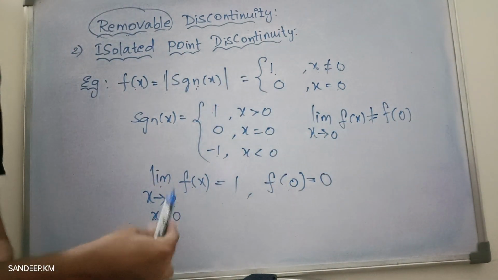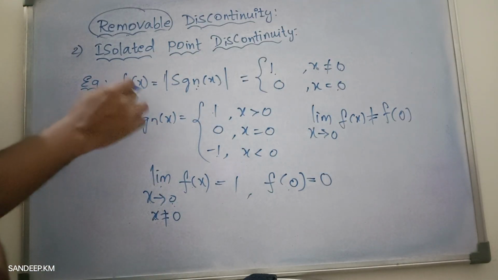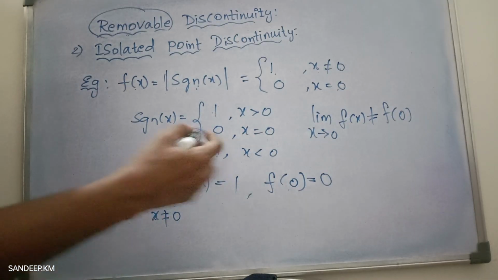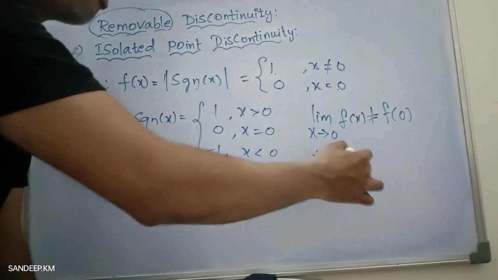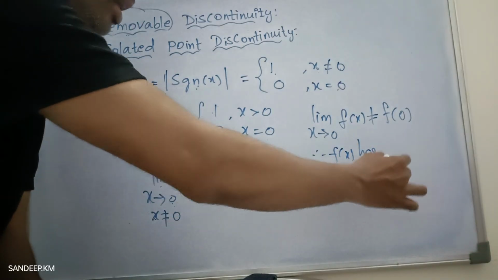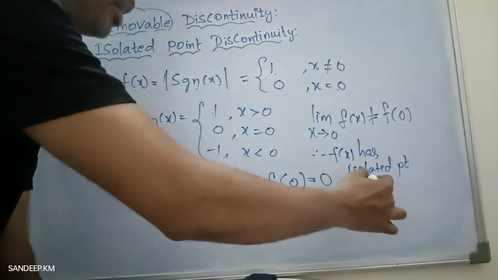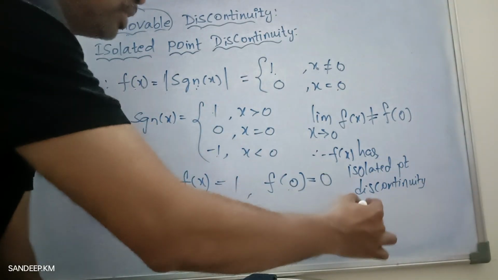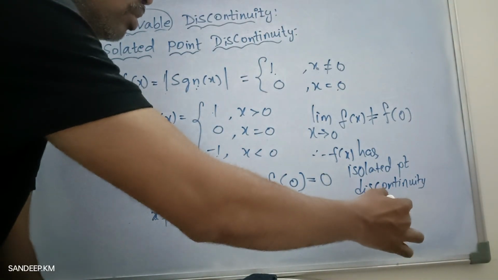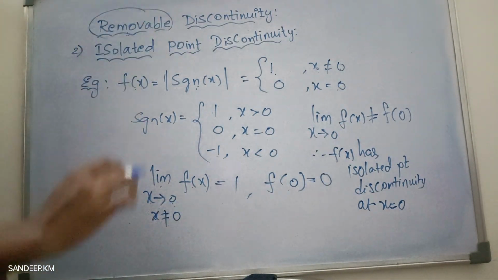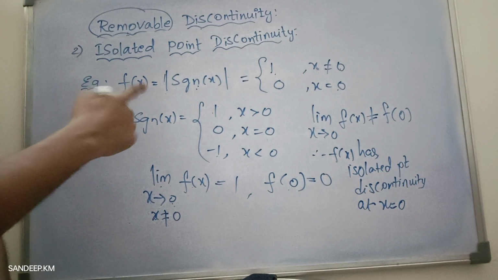For this reason, we call the discontinuity at x is equal to 0 as what? Isolated point discontinuity. So what is the conclusion? Therefore, f of x has isolated point discontinuity at x is equal to 0. There are only two types of discontinuity in removable discontinuities. One is missing point and another is isolated point.